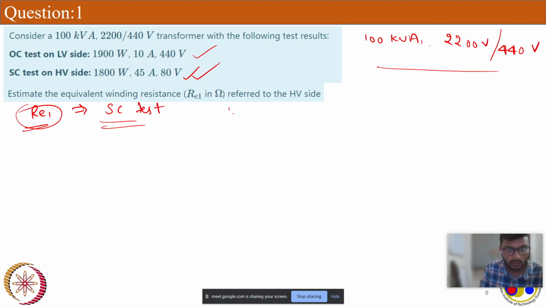Now, WSC is equal to 1800 watts, VSC 80 volts, ISC.